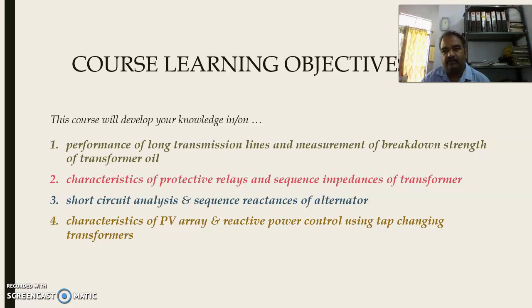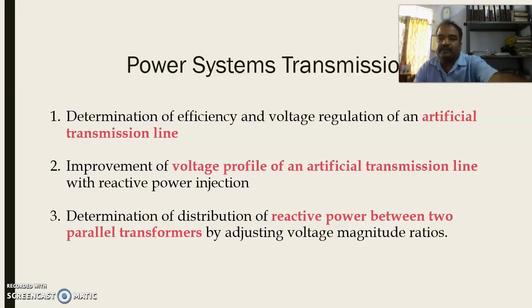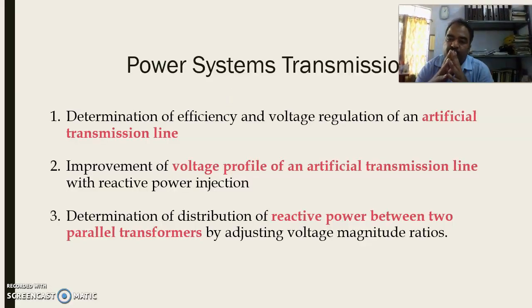So with these course learning objectives, we have decided to introduce a list of 12 experiments for you. In these 12 experiments, 3 experiments were chosen from the power systems transmission side. Out of these 3, 2 will be on the transmission line. We do have an artificial transmission line in our department, in our power systems lab. So you will be determining the performance characteristics on that.